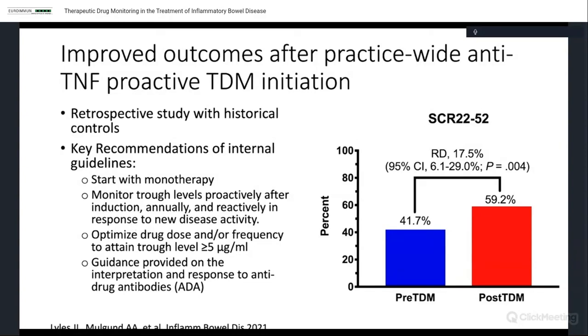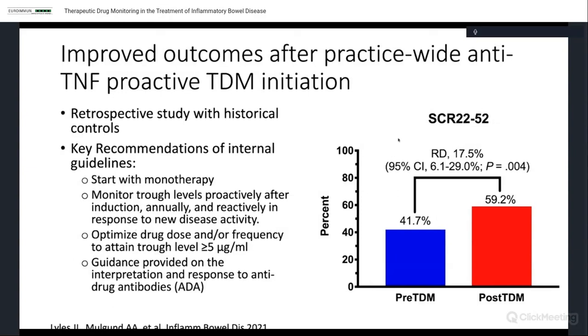The crux of these recommendations were to start with monotherapy of anti-TNF drugs, adalimumab and infliximab, to monitor trough levels proactively after induction, annually, and reactively in response to new disease activity, to optimize drug dose and/or frequency to attain a trough level greater than 5 micrograms per ml. And then we provided guidance on the interpretation and response to anti-drug antibodies.